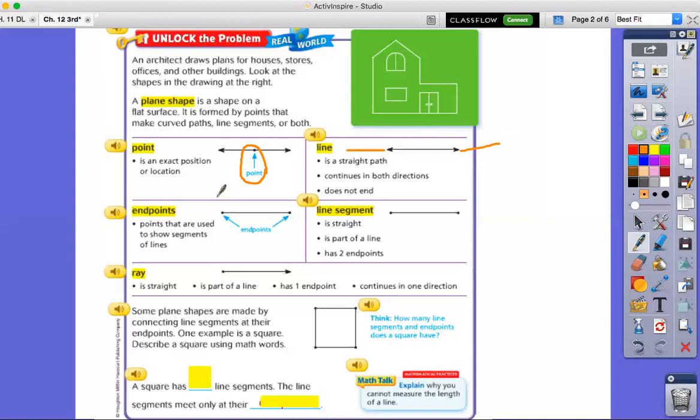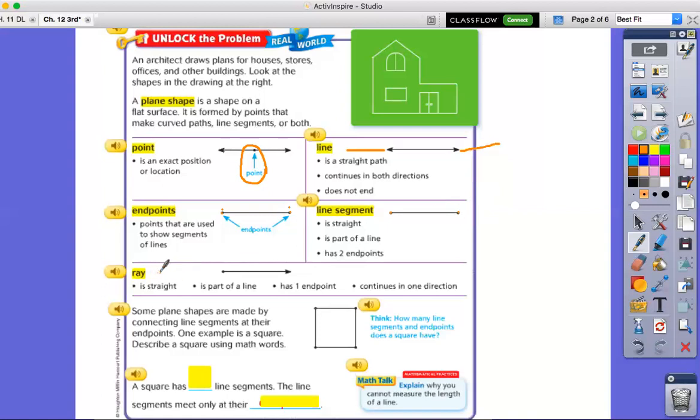Endpoints. Down here, endpoints tell us they're a stopping point. So there are points that are used to show segments of the line. So these endpoints are just where the line ends, okay? Those are called endpoints, these little dots. A line segment is straight, it is a part of a line, and it has two endpoints. So this line segment has a line, okay? But it has two endpoints that stop. They're just showing you that they stop. That's what those endpoints mean.